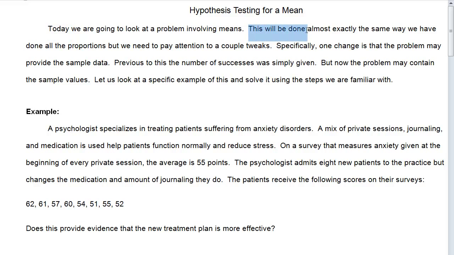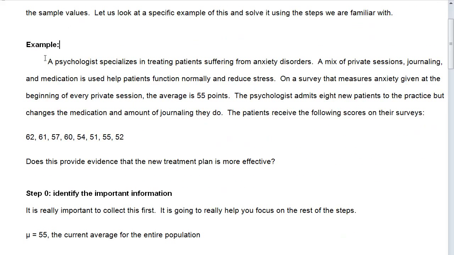All right. So this will be done almost exactly the same way we have done all the proportions, but we need to pay attention to a couple of tweaks. Specifically, one change is that the problem may provide the sample data. Previous to this, the number of successes was simply given, and you didn't need a table of data or anything like that. But now the problem may actually contain the sample values, and so let us look at a specific example of this and solve it using the steps that you are familiar with from the previous videos. Okay, and so here's our example.